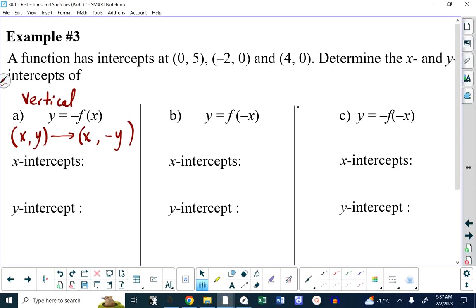Now what I'm about to write, don't write down until I tell you to. What that means is that this point is going to become (0, -5). Is that (0, -5)? And you might need to visualize a graph, and I've put a graph there for you to help you with this part. Is (0, -5) an x-intercept or a y-intercept?